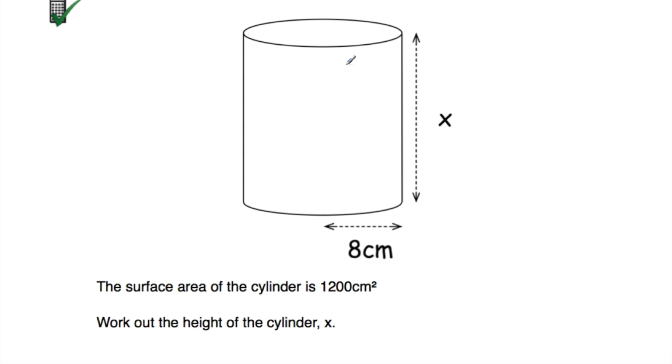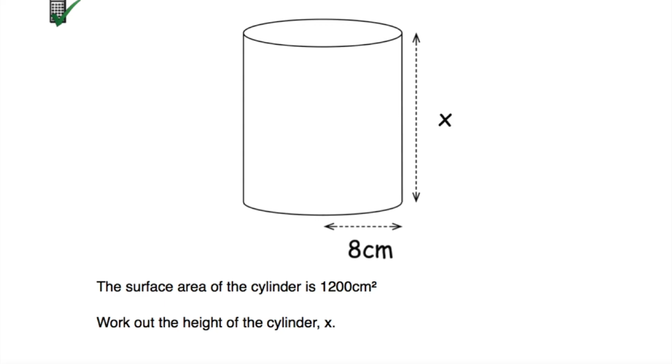So what I'm going to do is find the area of the circle at the top and the area of the circle beneath, because we know the radius of each of those circles, so we can work out the area of each and then take that away from 1,200, and then what's left would be the area of this curved face. Then, once we know the area of the curved face, we can form an equation and solve it to find x, the height of the cylinder.